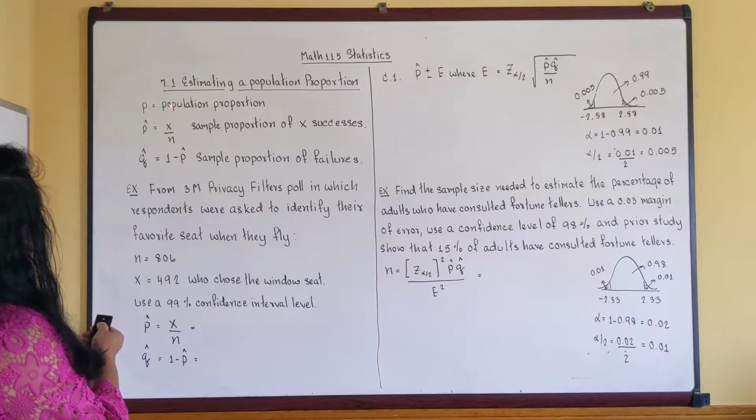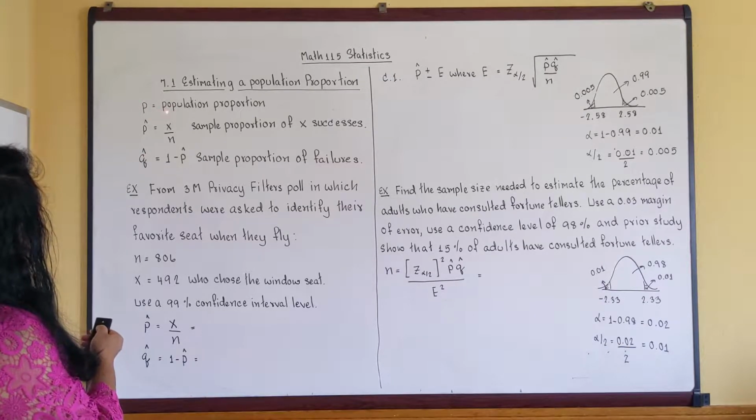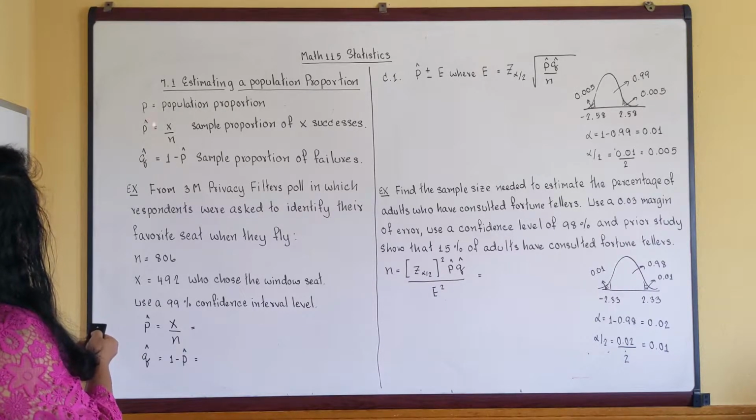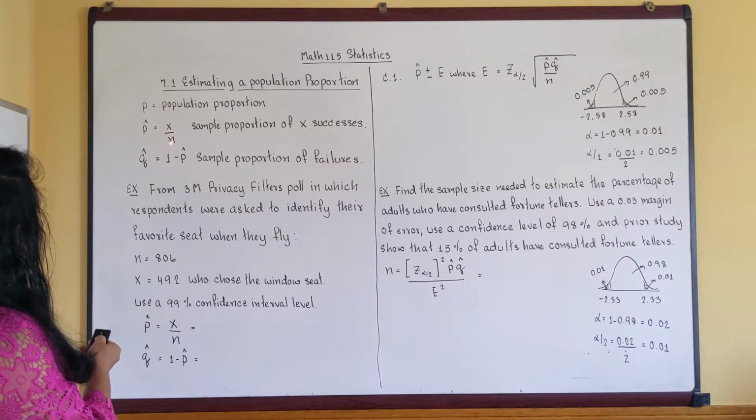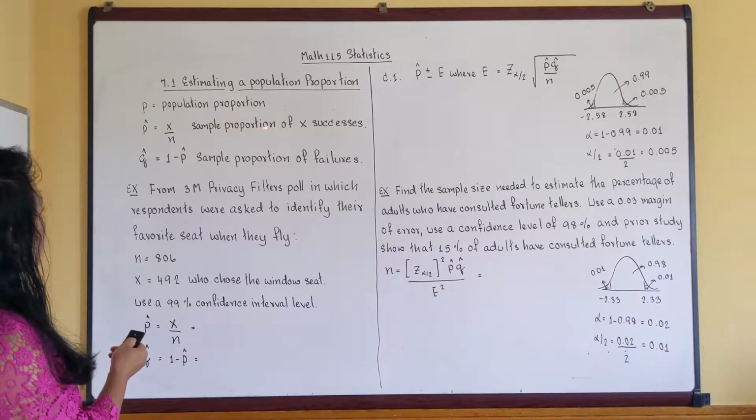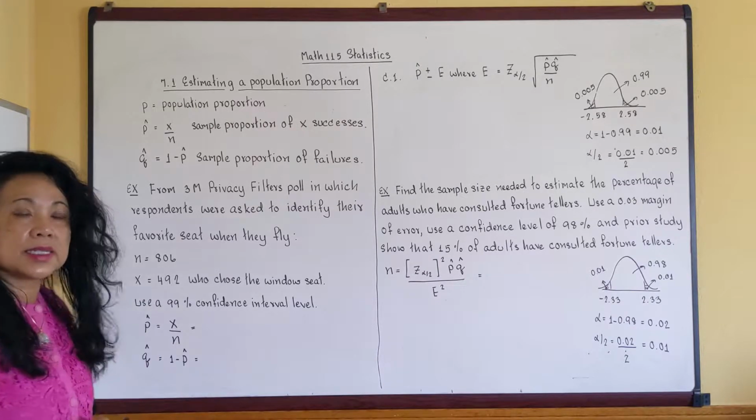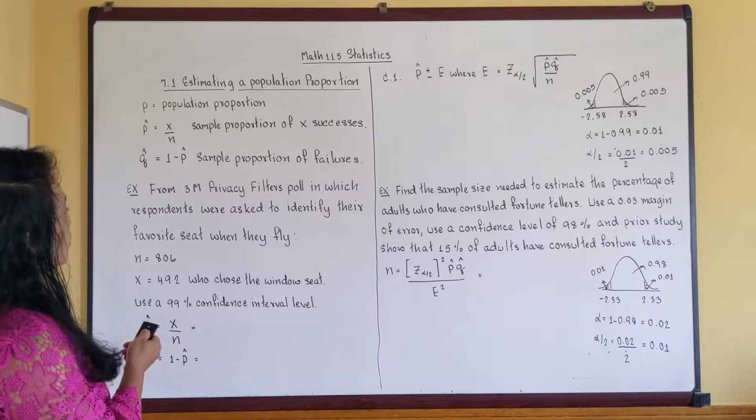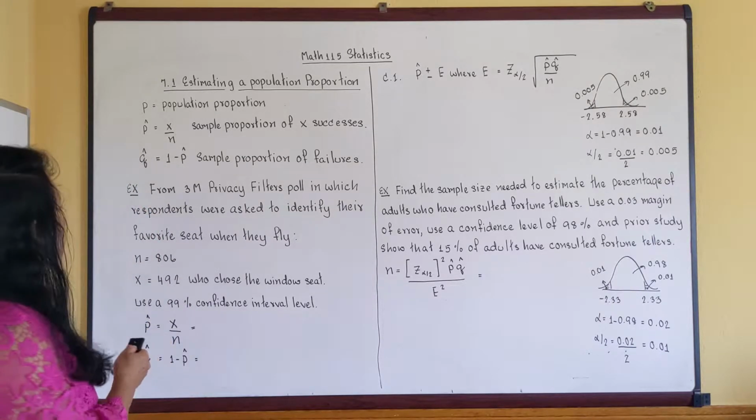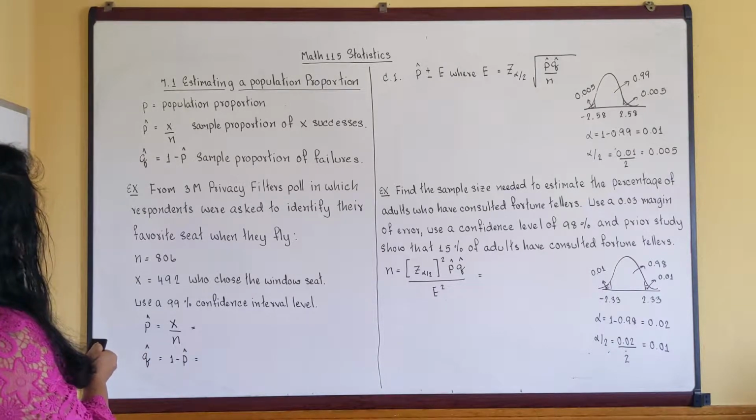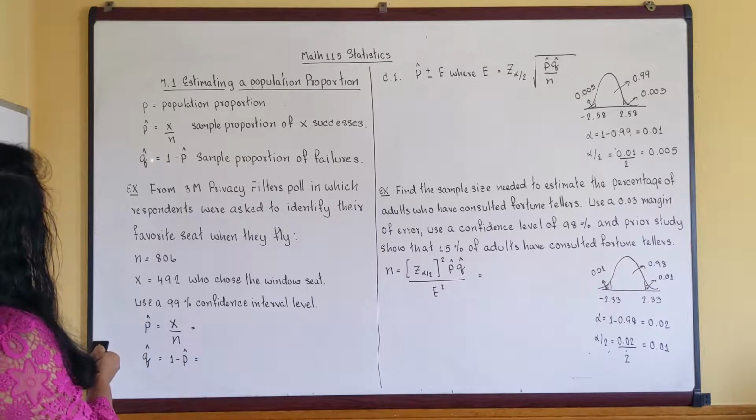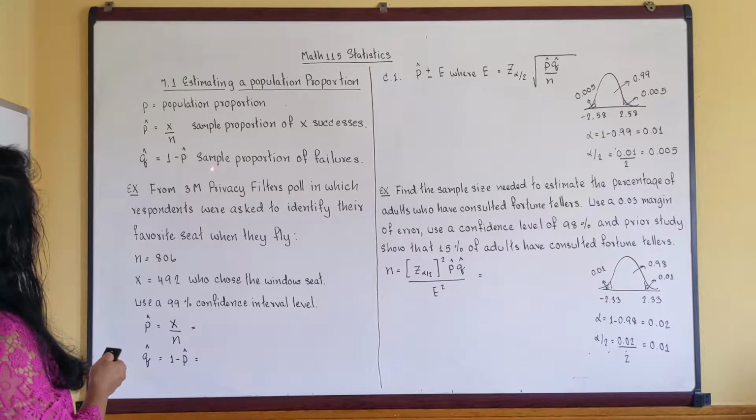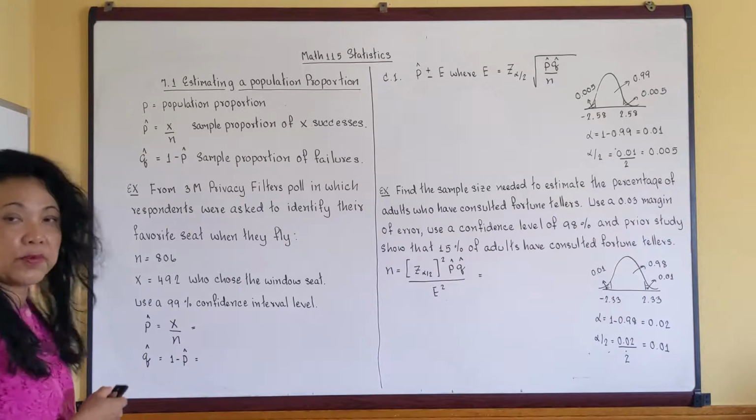P stands for population proportion. P hat, the formula is x over n, is the sample proportion of x successes. Success here doesn't mean negative or positive. It's just the particular information that you're looking for. And then q hat, you get it from 1 minus p hat. This is called the sample proportion of failure.